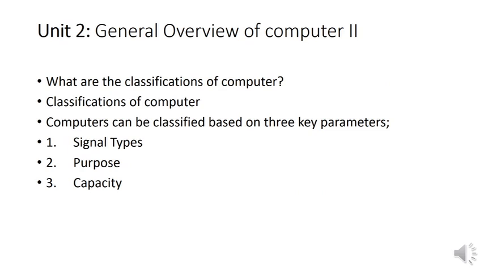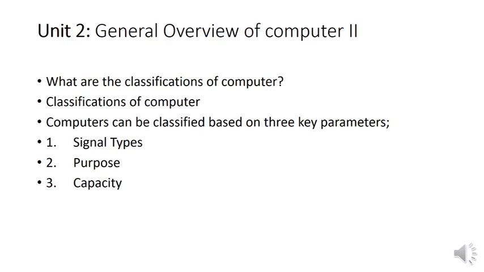So when we are asked to classify computers, how do we go about it? Computers can be classified based on three key parameters: signal type, purpose, and capacity.